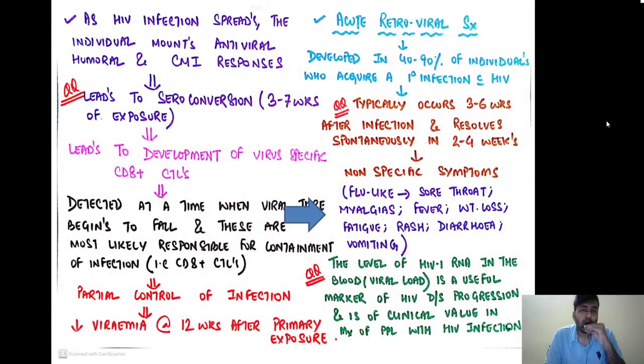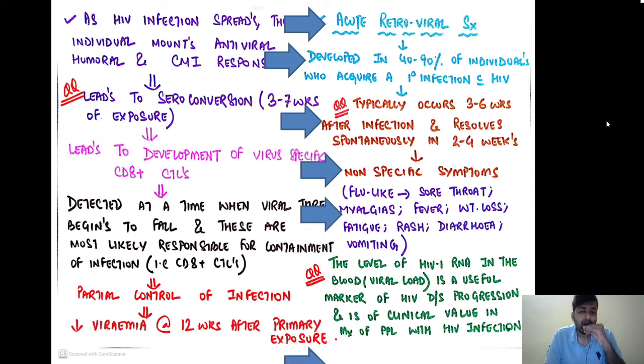Okay, now what is acute retroviral syndrome? Acute retroviral syndrome develops in 40 to 90% of the individuals who acquire a primary infection with HIV. It typically occurs around 3 to 6 weeks after the infection, and it resolves spontaneously in 2 to 4 weeks. It is characterized by very non-specific symptoms. Flu-like symptoms will be there, like sore throat, myalgias, fever, weight loss, fatigue, rash, diarrhea, vomiting.